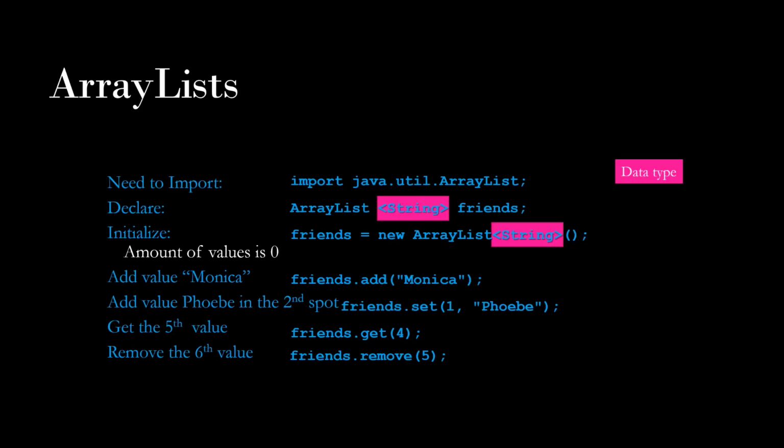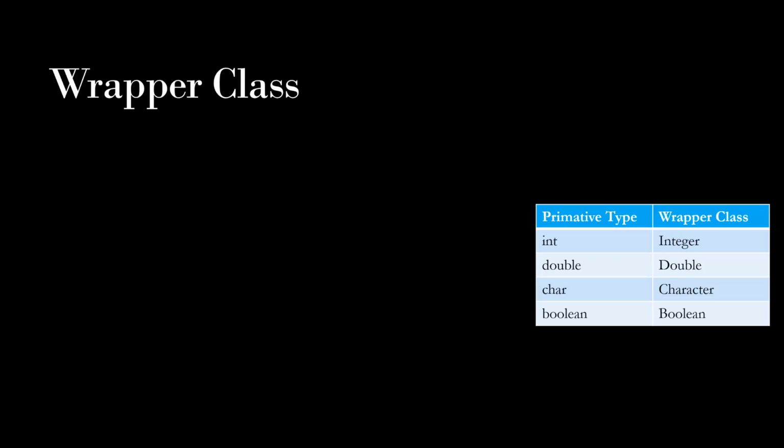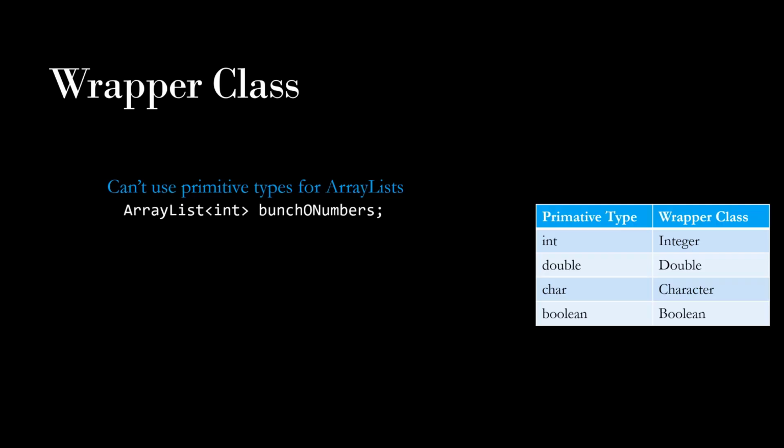Okay. Now, the weirdest thing about array lists is the need for wrapper classes. So the idea is you can't use primitive data types for array lists. So you can't do this, right?